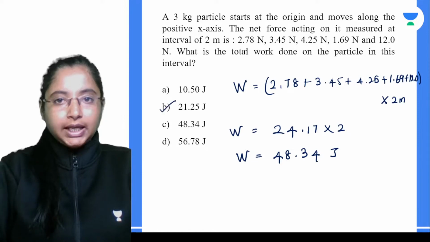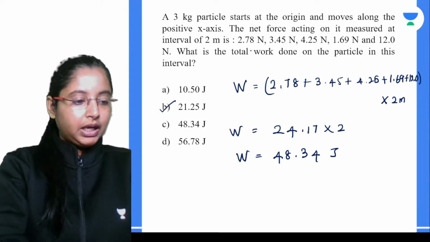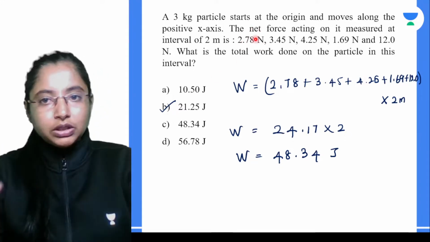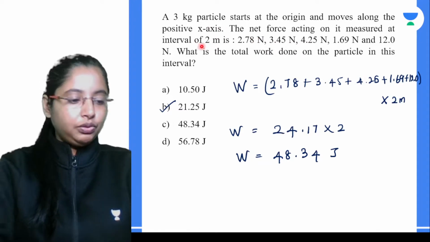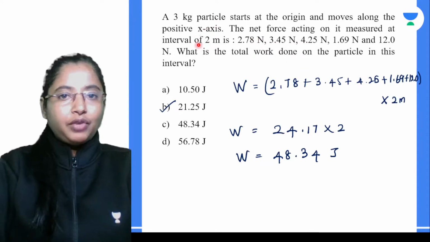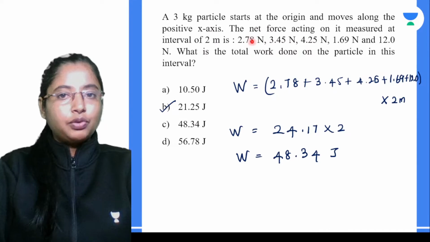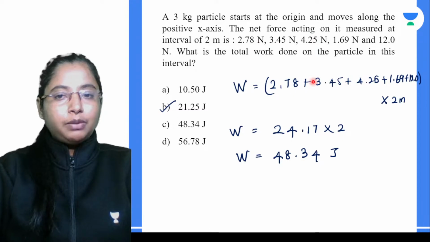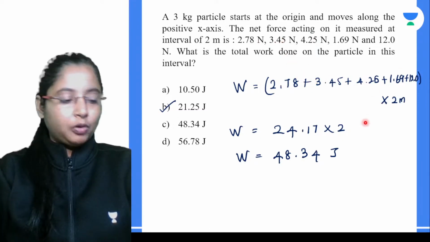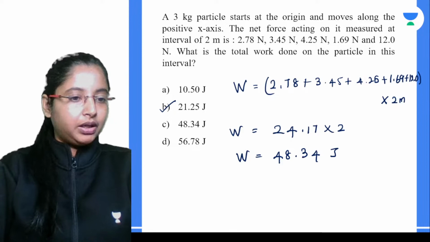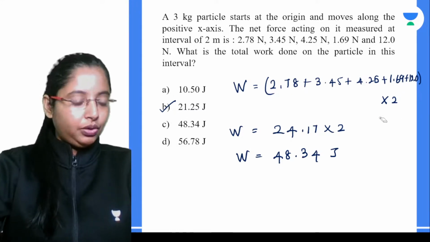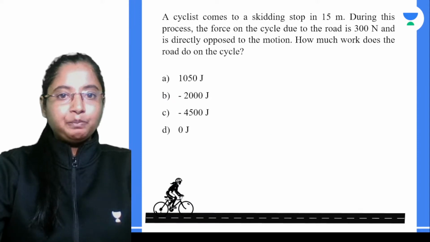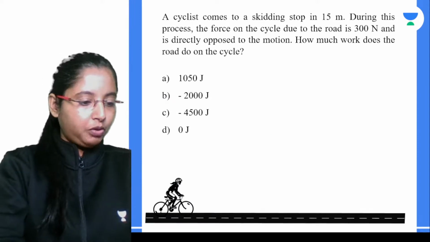So if a variable force is given, depending on the question, make sure you add up the total force acting on the system and multiply it by the displacement. For every 2 meters, the object was applied a force of 2.78, 3.45 and so on. So we have to multiply 2.78 by 2, 3.45 by 2. You can do that, or add all of them and multiply it with the displacement. Okay, with this note, very simple. Let me also do one more question before I end.